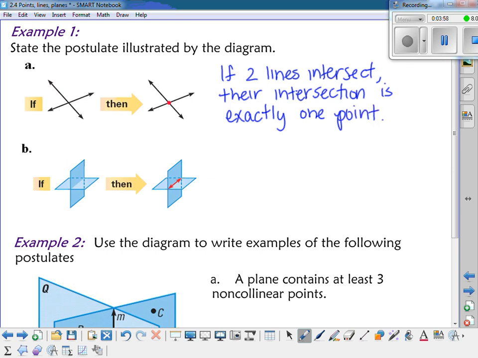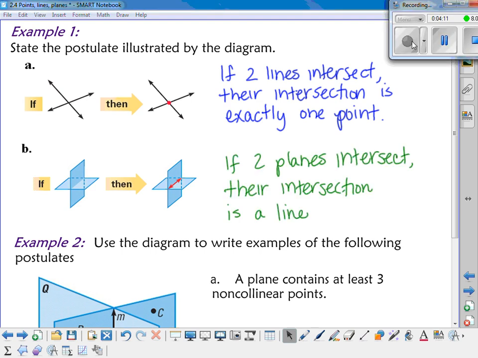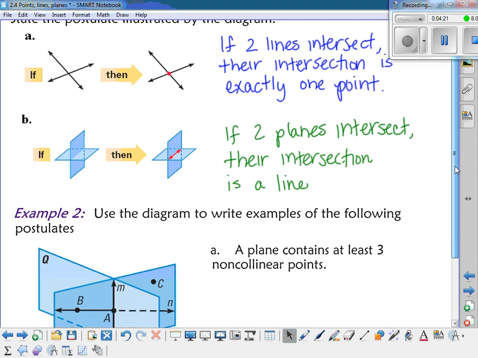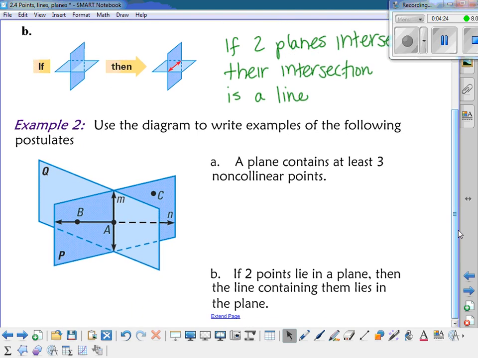Okay, looking at B, we have 2 planes. So pause the video, write down what you think it is. Okay, hopefully you figured out: if 2 planes intersect, their intersection is a line. If we look at example 2, we're going to use the diagram to write examples for the postulates. So letter A says a plane contains at least 3 non-collinear points.